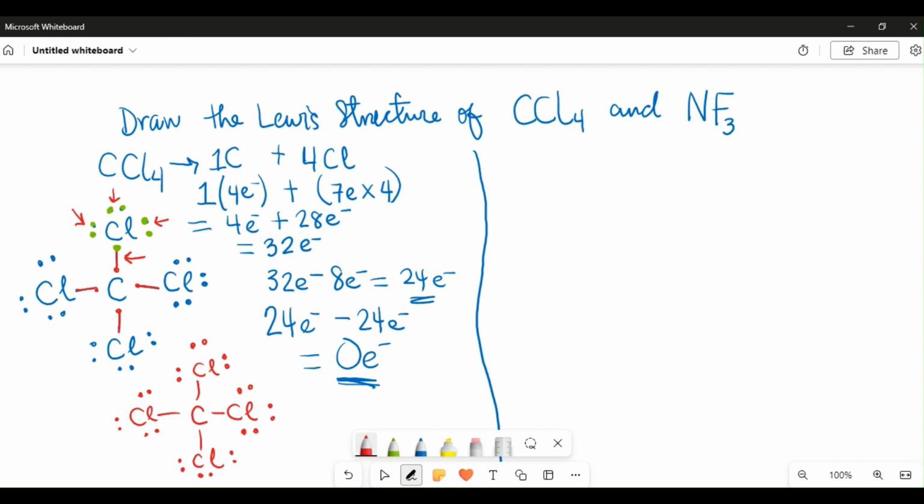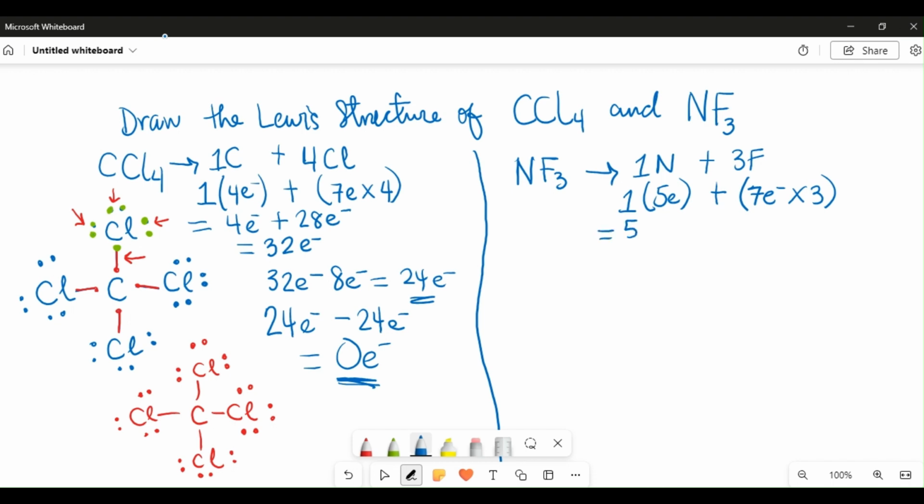So the next one we're going to do is the NF3, which is nitrogen and then 3 fluorines. Well, we've got four atoms here. We've got 1 nitrogen and we've also got 3 fluorines. The valence electron for nitrogen is 5, right? So it's got 5 valence electrons, and fluorine has got 7 valence electrons since it's a halogen. So we have 7 valence electrons times 3, because that's the number of atoms that we've got. We end up with 5 plus 7 times 3 is 21, so we end up with 26 total electrons.